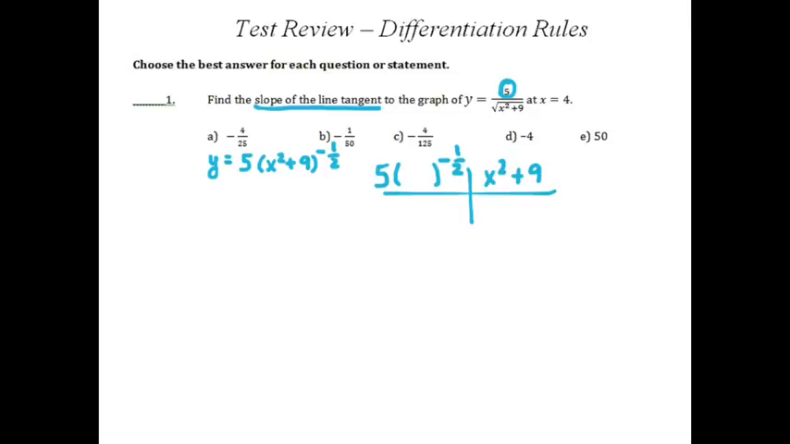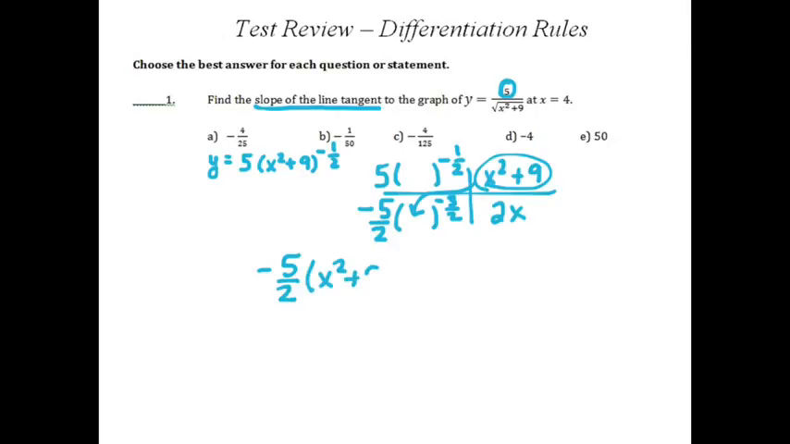When I do my derivative on the first layer of this function, I'm going to multiply negative 1/2 times 5. And so we get negative 5/2 times something. And then for the new exponent, we're going to do negative 1/2 minus 1, or negative 1/2 minus 2/2, which would be negative 3/2. And the second layer, that derivative is 2x. Now remember, this goes back inside on the chain rule. So we have negative 5/2 times x squared plus 9 to the negative 3/2 times 2x.